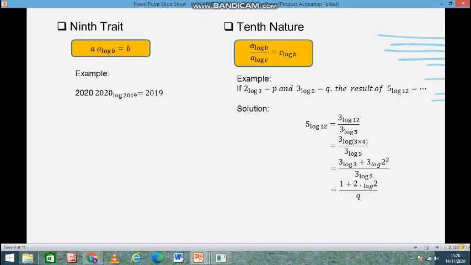Example: if 2 log 3 equals p and 3 log 5 equals q, find the result of 5 log 12. Solution: 5 log 12 equals 3 log 12 divided by 3 log 5, based on the 10th property.